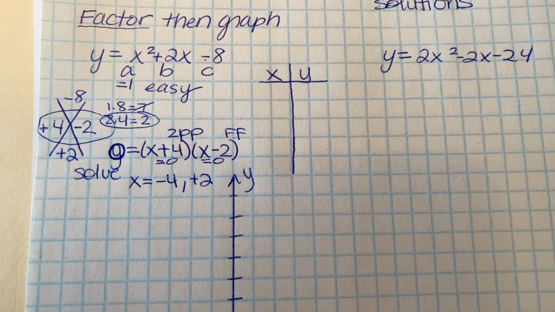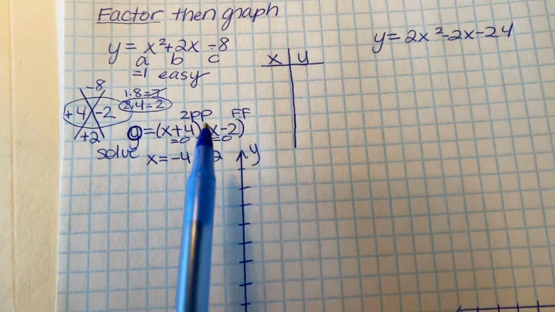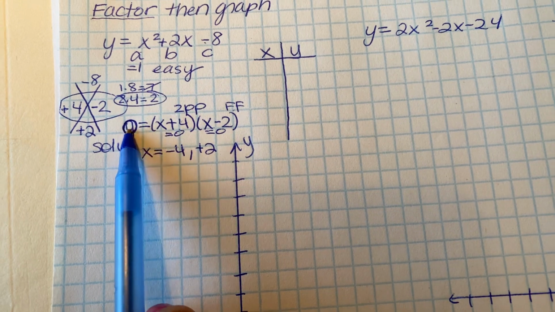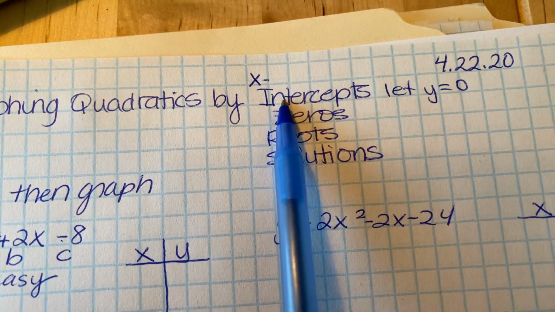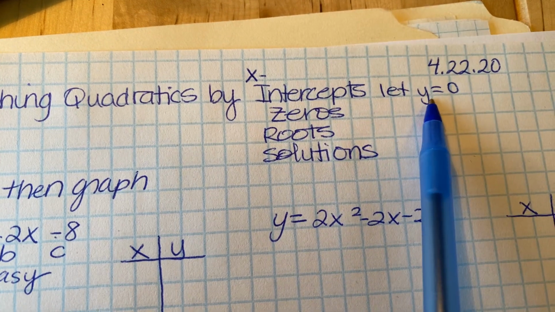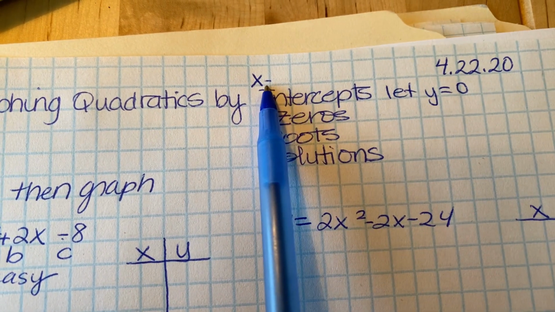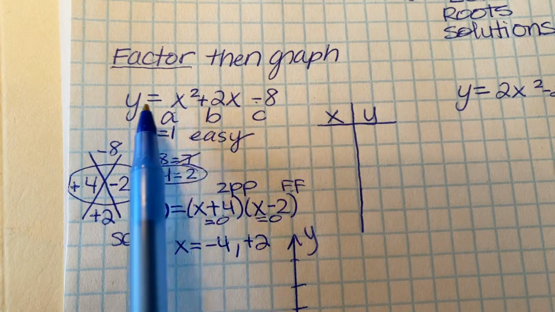Okay, those are 2 points. So these numbers, I got them because I let y equal 0. Remember, the way you find an x-intercept is you let y equal 0, and then you just solve for this variable x.